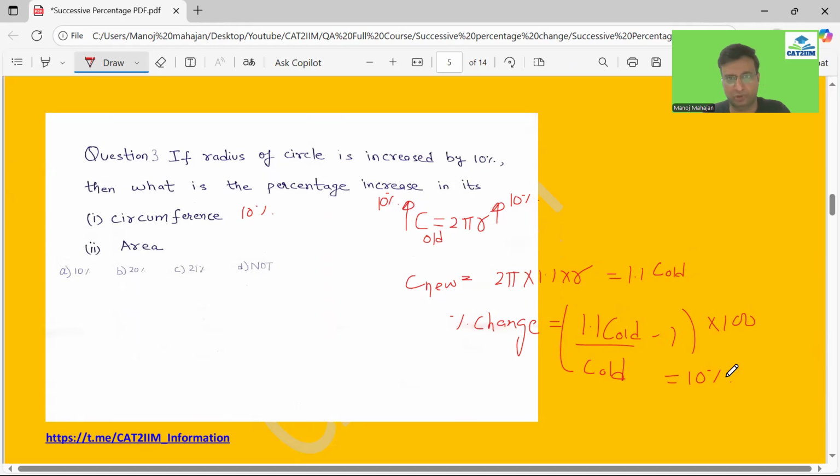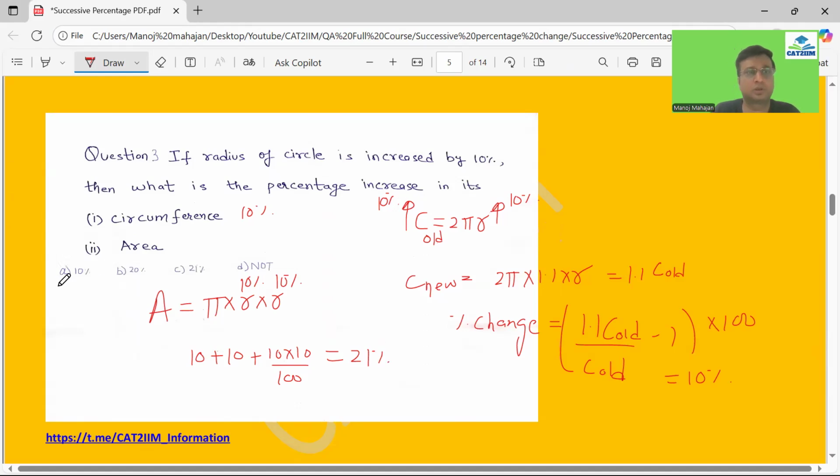So I did explain you over here. You could have done it straight away also. Now when you come to the area, that is actually the product of R into R. So this I can make as a successive problem. So over here you have a 10% increase. This also 10% increase. So we can use A plus B plus AB by 100. So 10 plus 10 plus 10 into 10 by 100. So that is what?